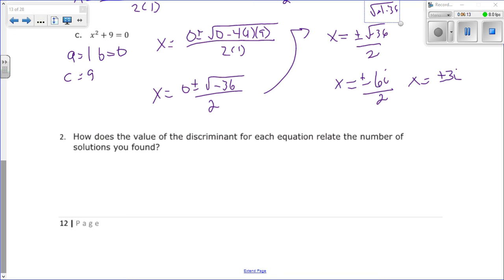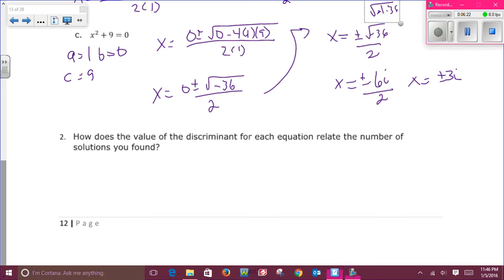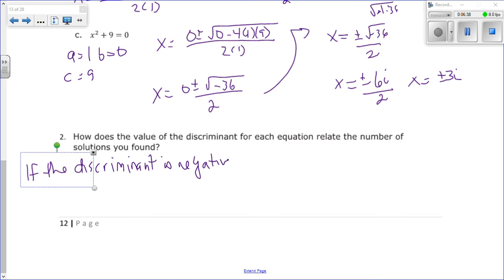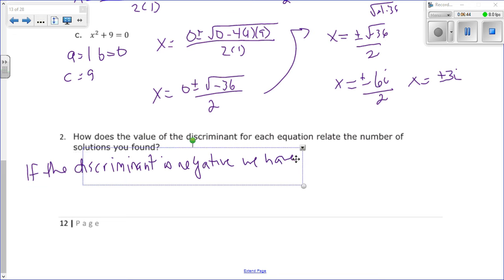So how does the value of the discriminant for each equation relate to the number of solutions we found? So if the discriminant is negative, we have complex solutions.